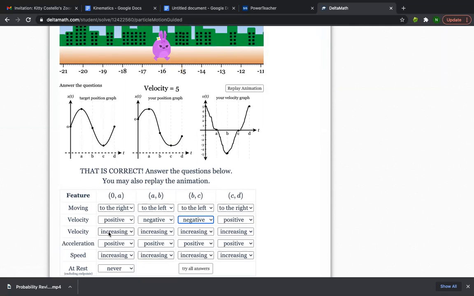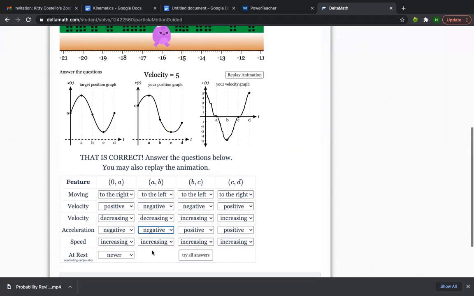The next question wants to know, is it increasing or decreasing? So now I'm going to be looking at the slope. So the slope of this velocity graph that we made from 0 to A is decreasing, then decreasing. Next, it's increasing and increasing. Now, acceleration should match the slope of velocity. So decreasing means negative and increasing means positive.